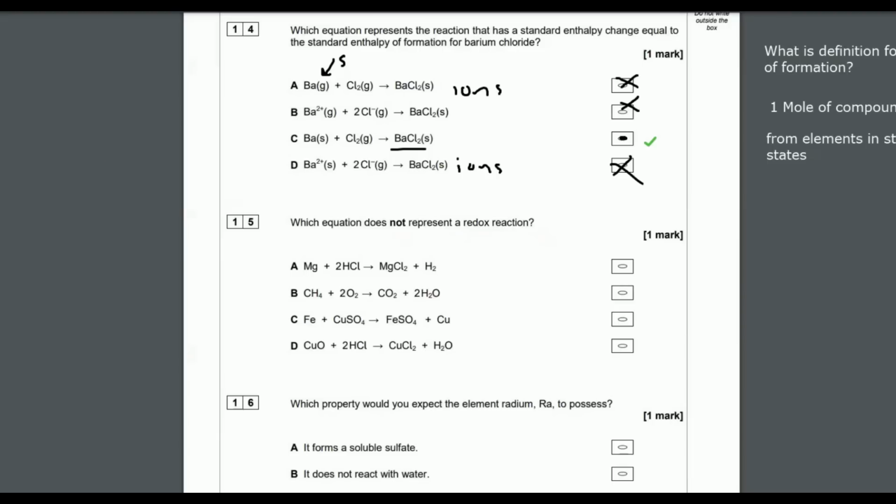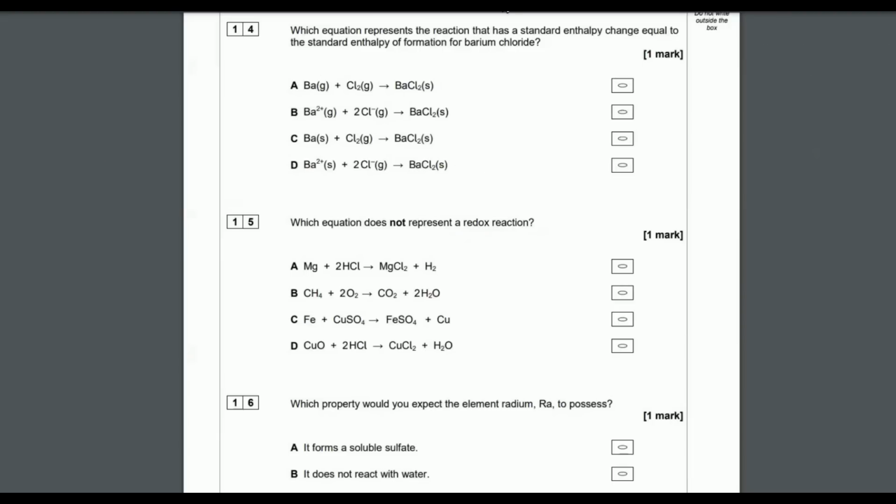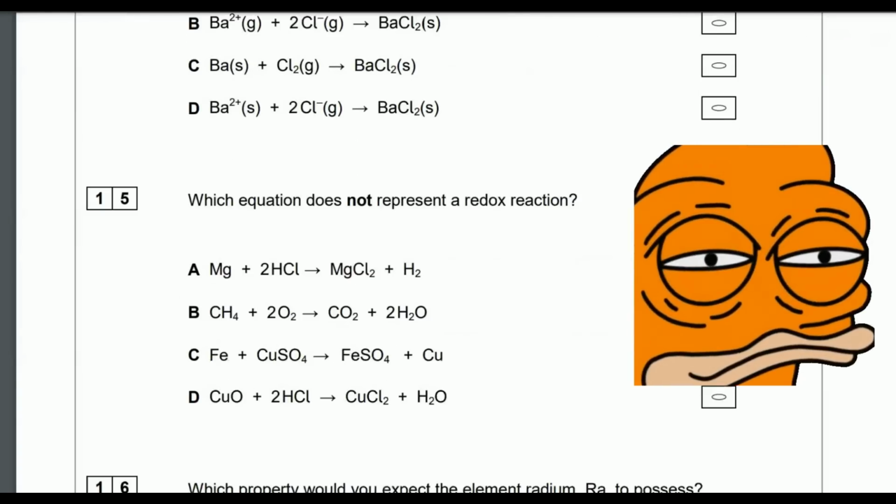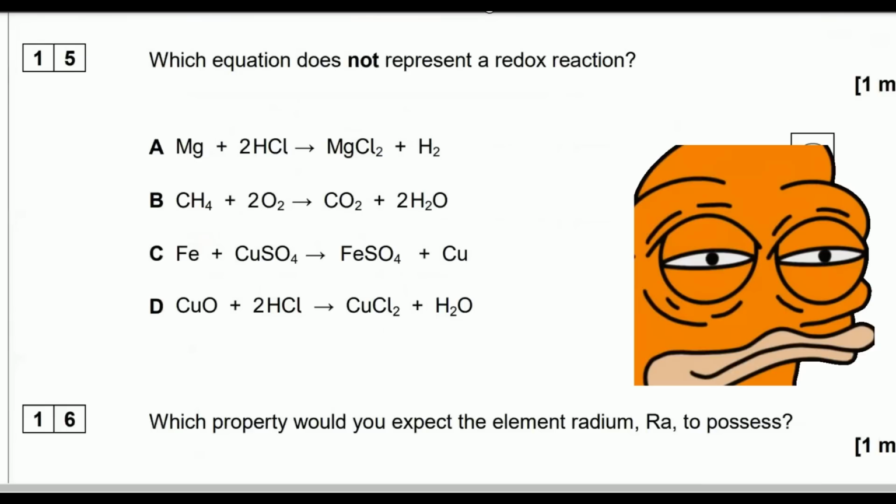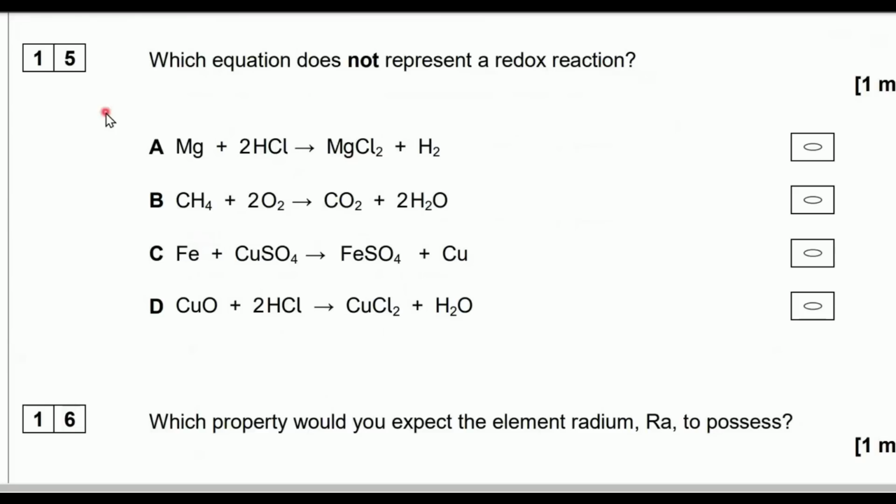Right, 15. Which equation does not represent a redox reaction? I'm going to need to zoom in here because we're going to need to draw some oxidation states. So let's get into it. Looking at A, magnesium is in its elemental form, so it has a 0 oxidation state, but in magnesium chloride, it's a +2 metal ion, so it's going to have +2. What does that mean? It's lost electrons, it's been oxidized. So that's redox. Now let's look at oxygen here. It's in its elemental form, and then oxygen is -2 in carbon dioxide and -2 in water. So guess what? It's gained electrons. It's been reduced. That's redox.